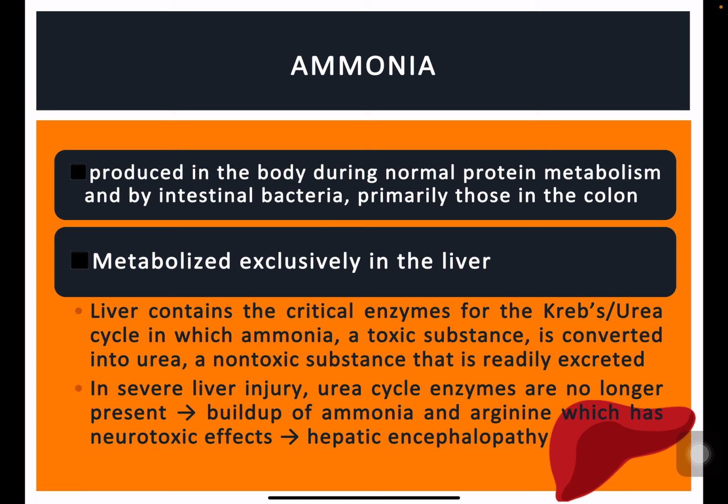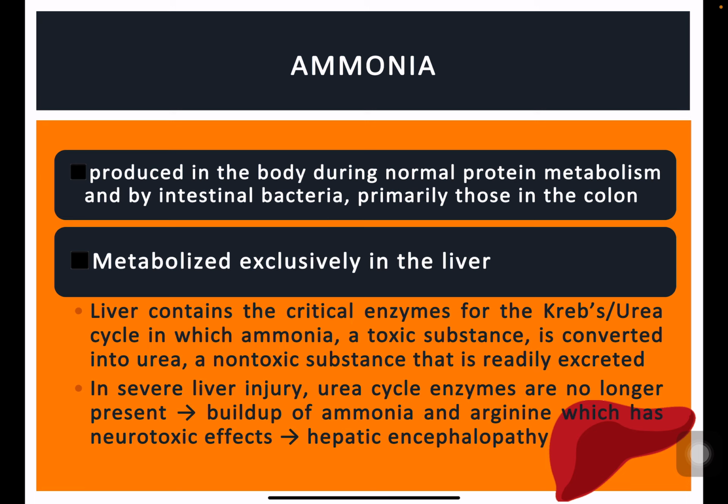Next analyte is ammonia, which is produced in the body during normal protein metabolism and by the intestinal bacteria, primarily those in the colon. So ammonia is metabolized exclusively in the liver. The liver contains the enzymes for the Krebs or the urea cycle, in which the ammonia is converted to a non-toxic substance, that is urea, and this is readily excreted.